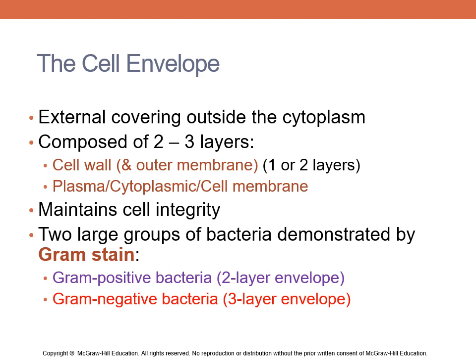The reaction to the Gram stain gives an idea of the structure of a cell's envelope. Organisms that stain purple after the Gram stain are considered gram-positive, and their cell envelopes are 2 layers thick. And those that stain red after the Gram stain procedure are gram-negative bacteria and have 3 layers to their envelope.